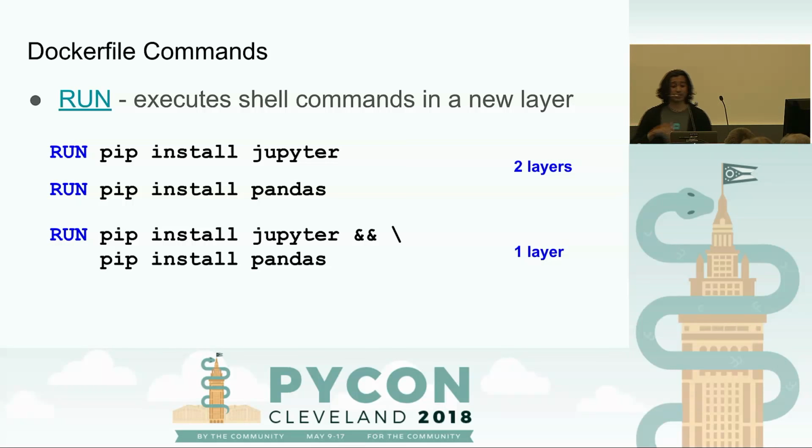We can do this by chaining together commands exactly like we would at the command line. We can do a RUN pip install jupyter, double ampersand to chain them together, backslash to go on the next line, pip install pandas, and that image is only going to have 1 layer inside.